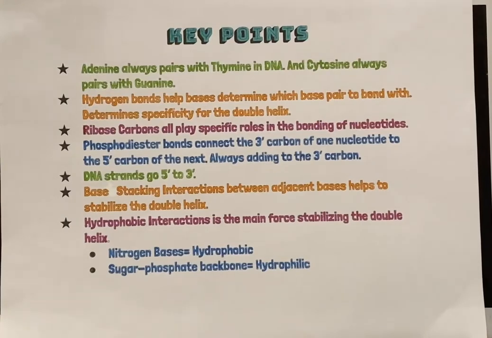Some key points to remember. A always goes with T, and C always goes with G. Ribose carbons all play specific roles in the bonding of nucleotides. Hydrophobic interactions are the main force stabilizing the double helix. Hydrogen bonds really just provide specificity to the double helix. DNA strands always go 5' to 3', and phosphodiester bonds are what really keep the sugar phosphate backbone together.